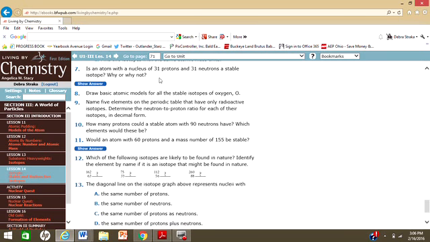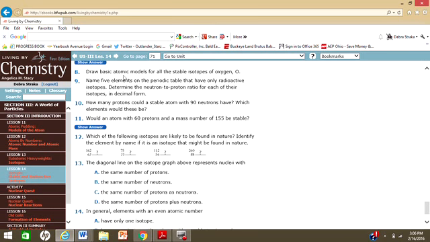Number 7. Is an atom with a nucleus of 31 protons and 31 neutrons a stable isotope? Why or why not? Okay, so that's a 1-to-1 ratio. Remember what I said in the notes about a 1-to-1 ratio. You can also look that up in your book. Go ahead and hit pause.